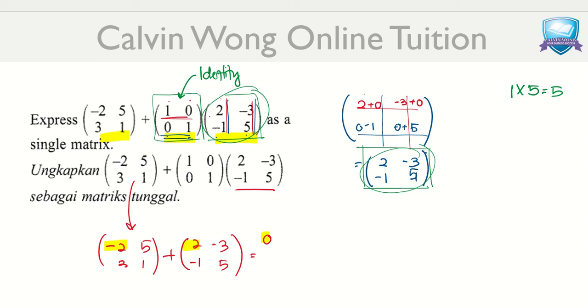-2 plus 2 is 0. 5 minus 3 is 2. 3 minus 1 is 2, and then 6. That's the answer. Done. Next.